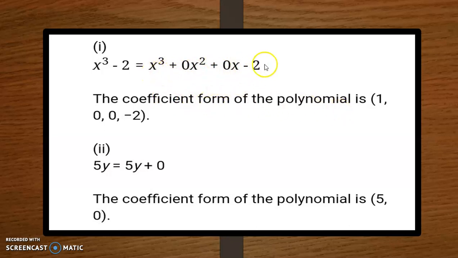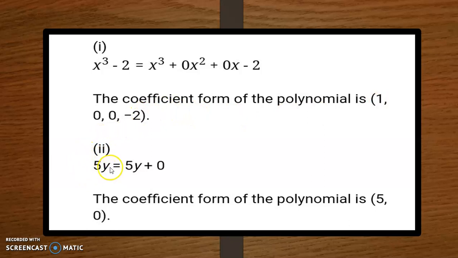Whatever you have written in the index form, you have to write only its coefficients in the bracket. So 1, 0, 0, minus 2, separated by commas. So the coefficient form of the polynomial is 1, 0, 0, minus 2.